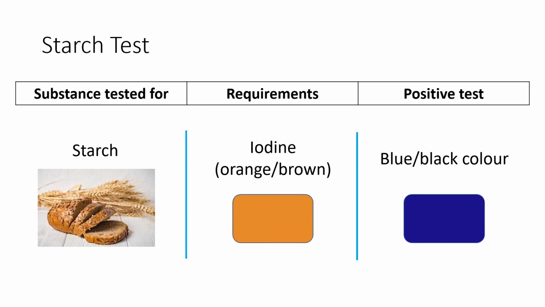In terms of a starch test, when you're doing a starch test, you need iodine solution, and the iodine will go from an orange brown color to a dark blue black color.